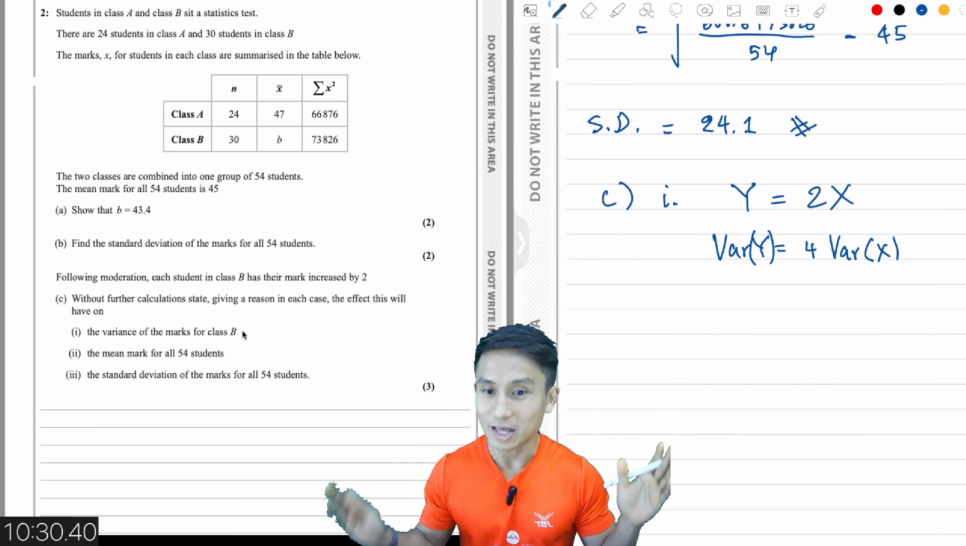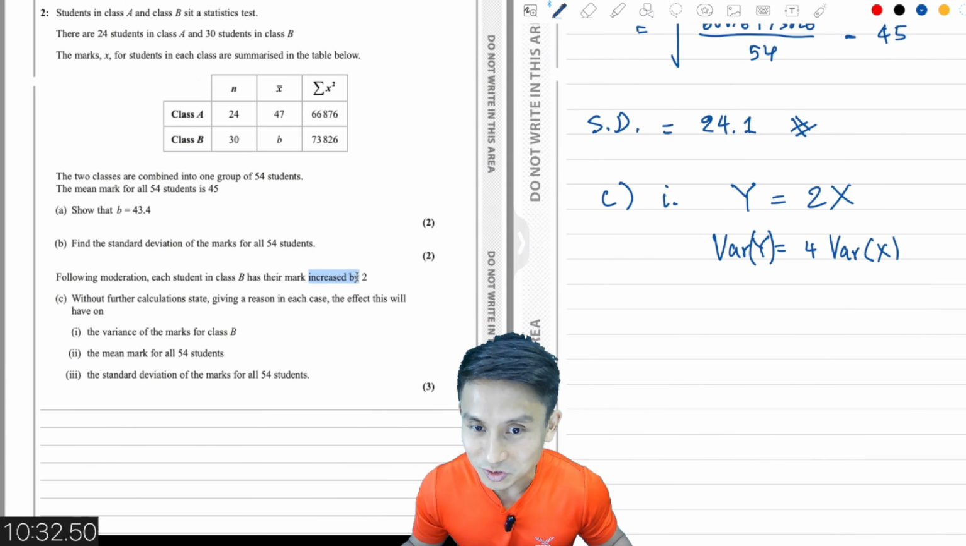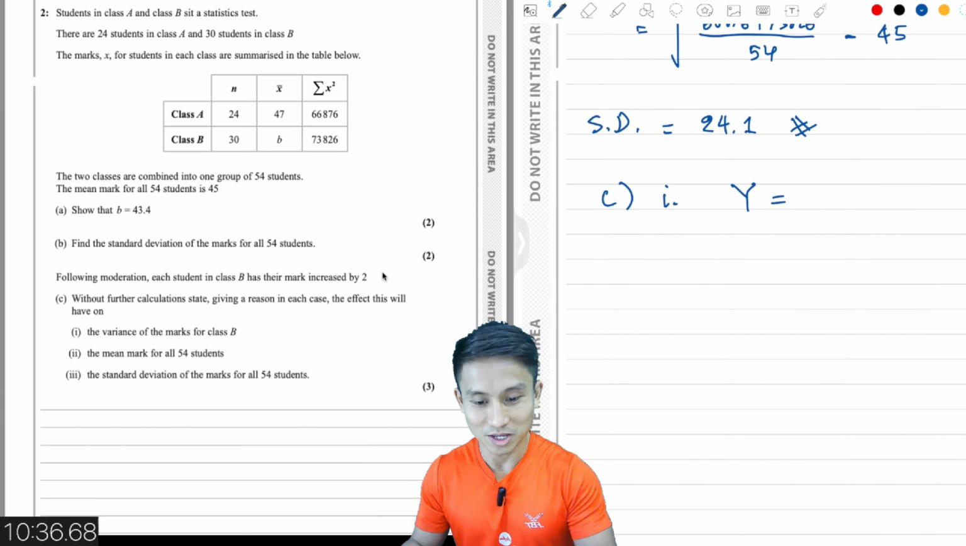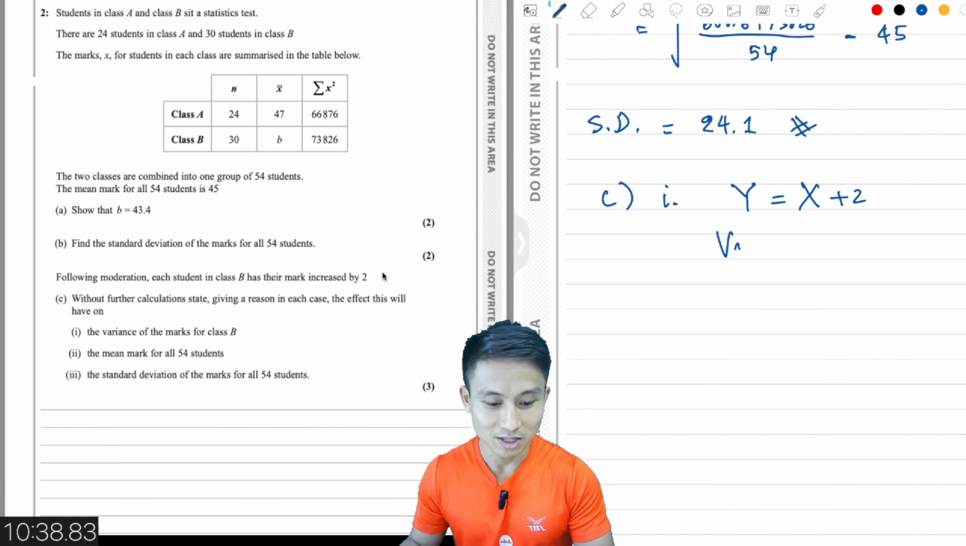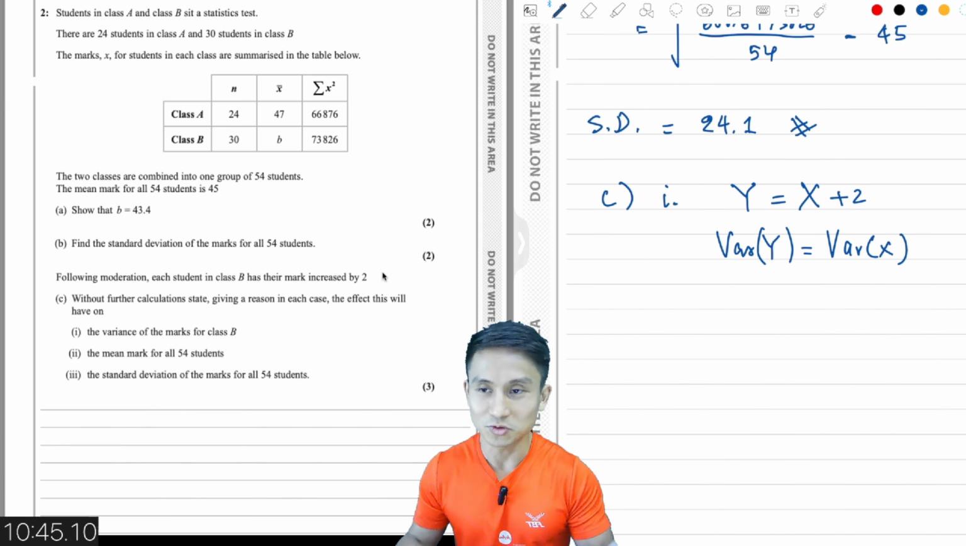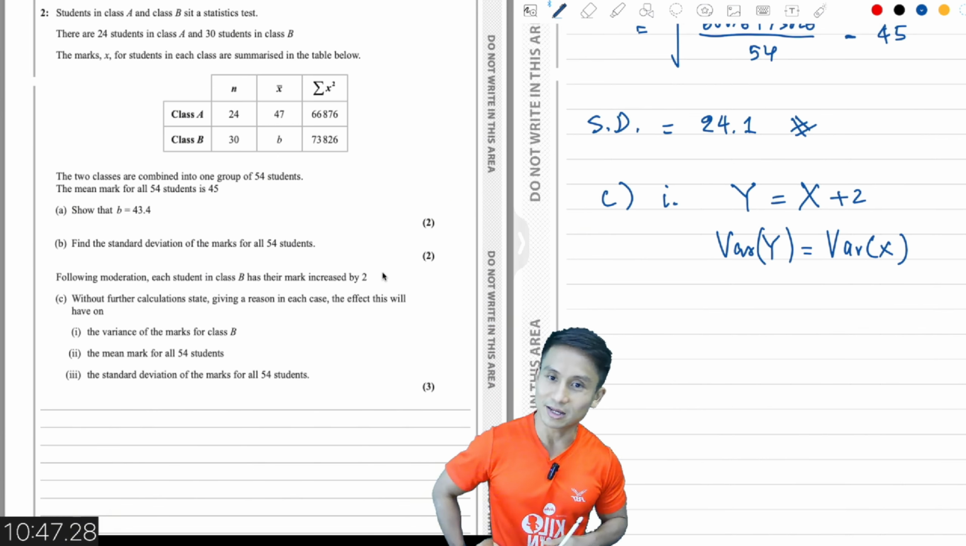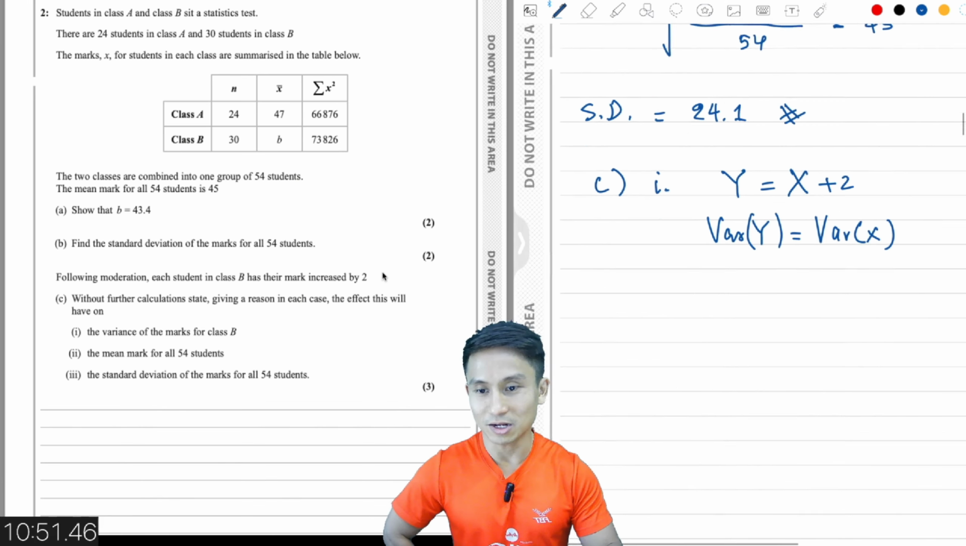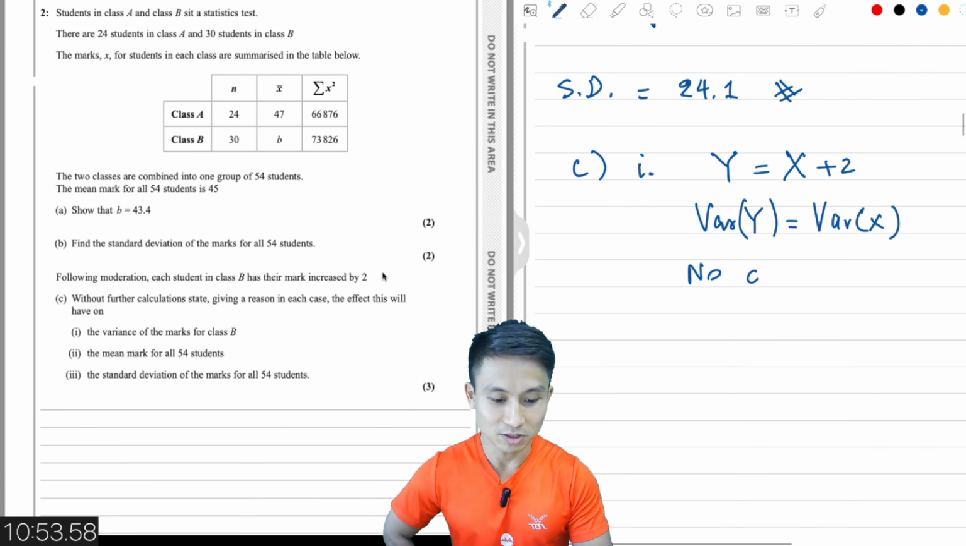Increased by 2. Wait, hang on. Increased by 2, not doubled. Okay. Sorry. Increased by 2 would be x plus 2. So same concept, but now different. Var y would be var x because we ignore the 2, right? Remember last question, I didn't take the 5, so we shouldn't take the 2 here. That means variance on the marks for class B, no change.